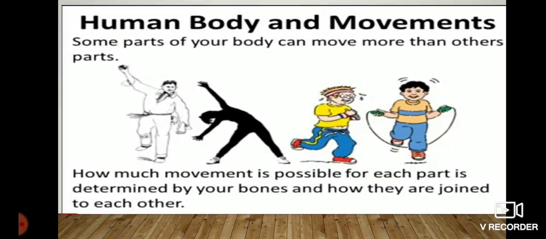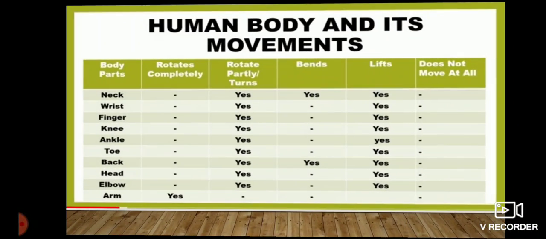Stretch your arm sideways. Bend your arm to touch your shoulder with your fingers. Which part of your arm did you bend? Straighten your arm and try to bend it downwards. Are you able to do it? Yes, you may not be able to do it. So, let us record all these things in a chart.